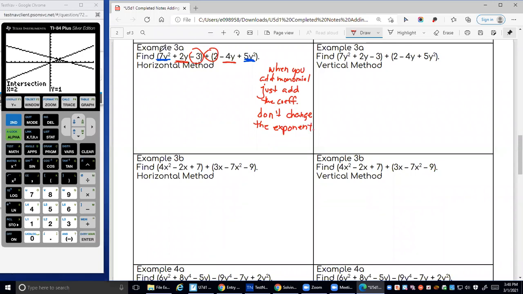So when I do that, I'm just going to write it like this, 7y squared plus 5y squared. That's 12y squared, right? And when you get really good at it, you can just skip that one step and you just know, oh, that's 12y squared, right?